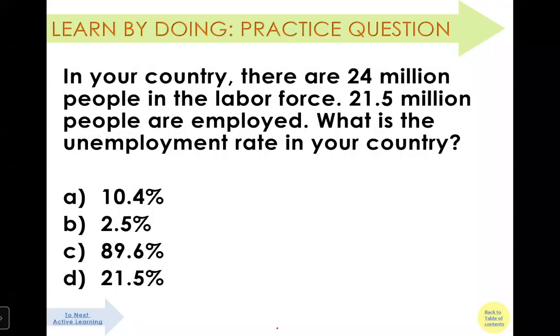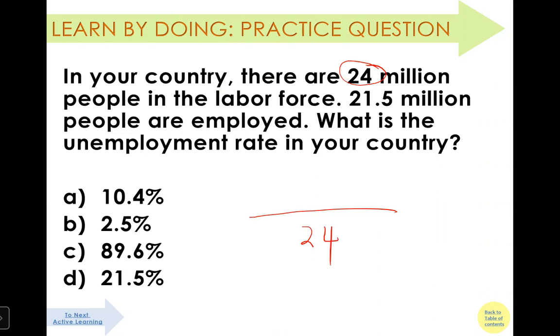Now we can look at these practice questions, so we have a sense of how we do the calculation. Read these, and I'm going to explain how we calculate the number. The key message is that the size of the labor force is 24 million, so we have 24 in the labor force.